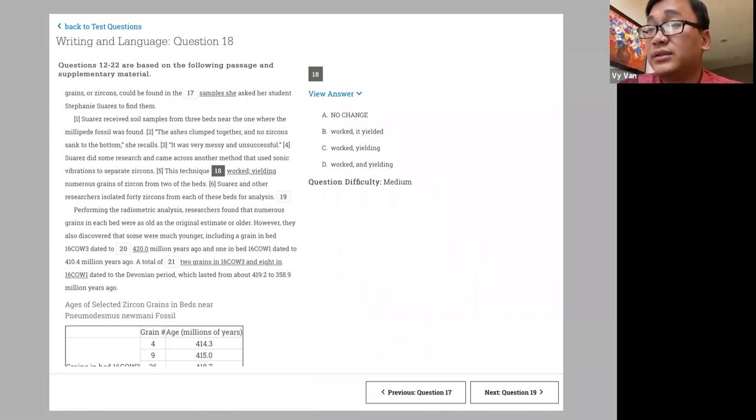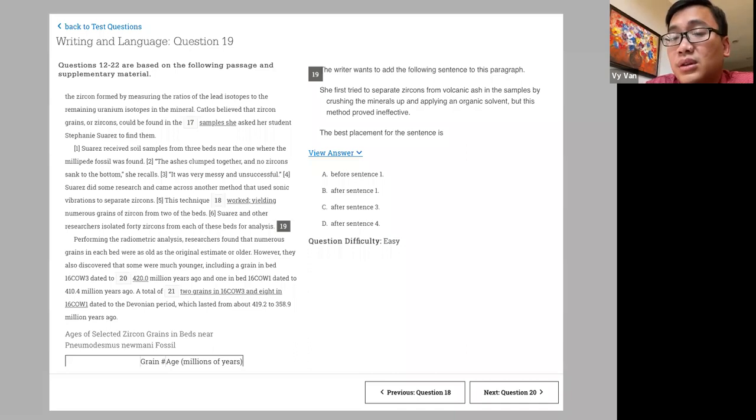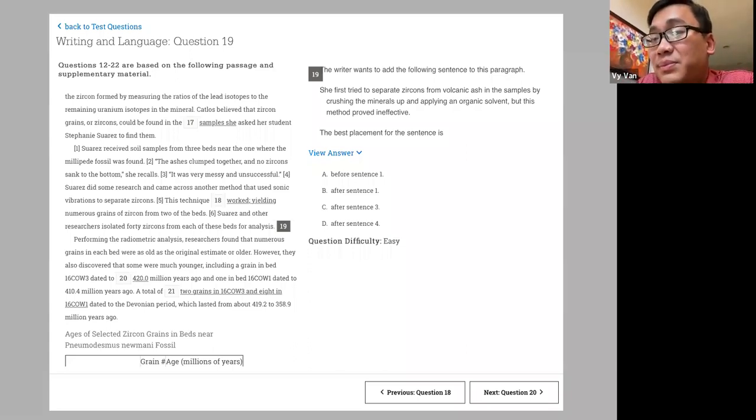Number 19. Okay, again, this is sentence placement. Number 19. The writer wants to add the following sentence to this paragraph, and the best placement is where. So let's read the sentence first. She first tried to separate zircons from volcanic ash in the samples by crushing the minerals up and applying an organic solvent, but this method proved ineffective.